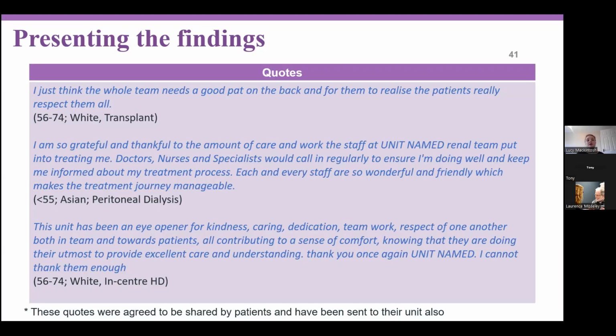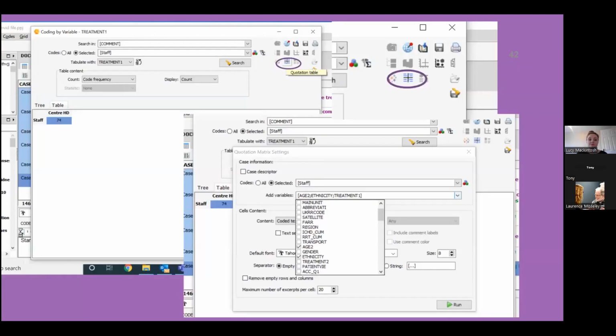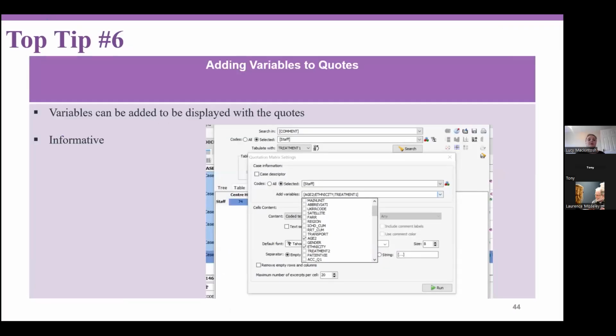Just to point out as well that the quotes were agreed. When reporting, we ask in the measure whether patients are happy for their comments to be shared both with the centre and reported on. With QDA Miner, we can then filter out who said yes and who said no when doing the reporting, so that their quotes are used in the analysis in terms of numbers, but when reporting based on the actual comment, they're excluded. So that's another top tip, to add the variables to the quote, because it makes it more meaningful.